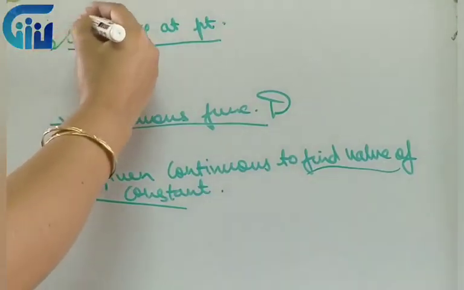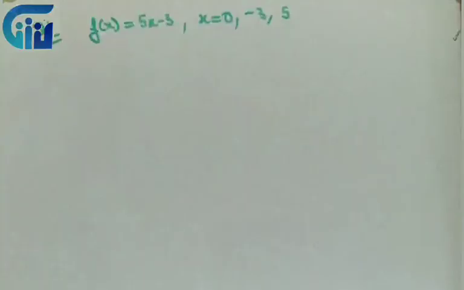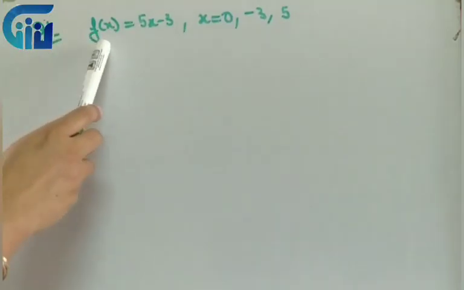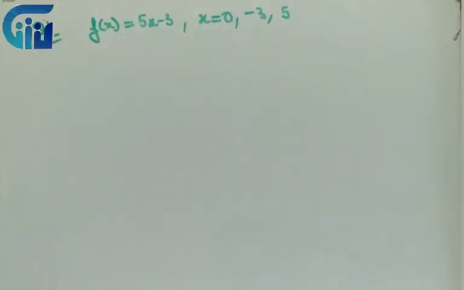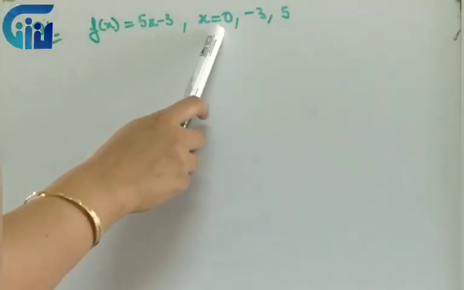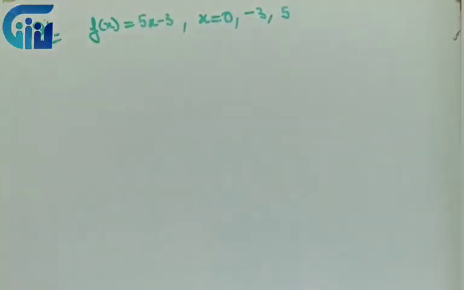First of all, we will start with continuity at a point. Questions in the category where the point is given. This is question number 1 of NCERT exercise 5.1. It says f(x) is the function 5x minus 3. We have to check the continuity of the function at the points 0, minus 3 and 5 individually.